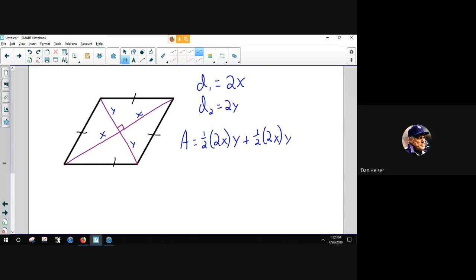And now we just have a little bit of algebra to do. Half of 2x is just x. So we get xy, and then we get xy again. And it ends up being 2xy.